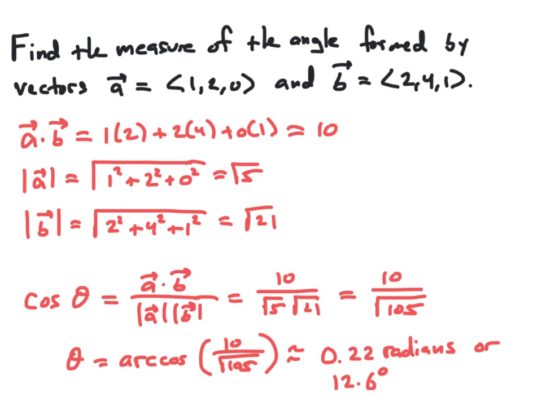The cosine of the angle theta between the vectors will then be the dot product divided by the product of the magnitudes. Here that would be 10 over the square root of 5 times the square root of 21, or 10 divided by the square root of 105. We then take the arc cosine of this value to get the angle theta, and so here theta will be the arc cosine of 10 over the square root of 105, which is 0.22 radians, or 12.6 degrees.